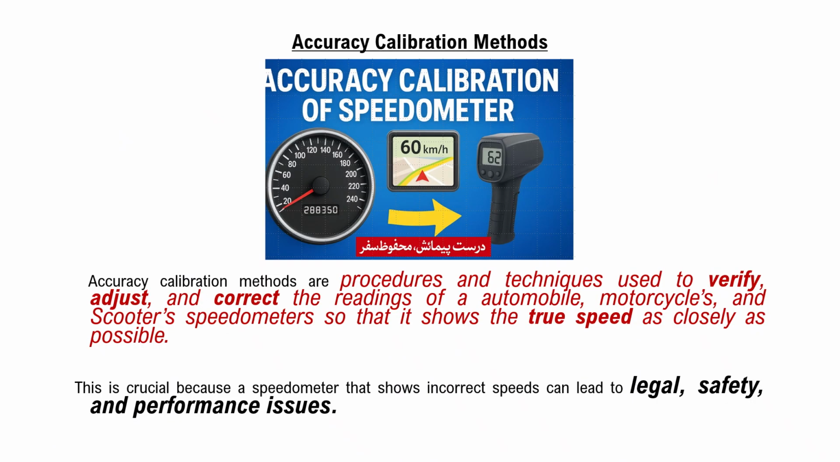Today our subject of discussion is accuracy calibration methods of speedometers of automobiles, motorcycles, and scooters. As far as accuracy is concerned, accuracy calibration methods are procedures and techniques used to verify, adjust, and correct the readings of automobile, motorcycle, and scooter speedometers so that they show the true speed as closely as possible. This is crucial because a speedometer that shows incorrect speeds can lead to legal, safety, and performance issues.